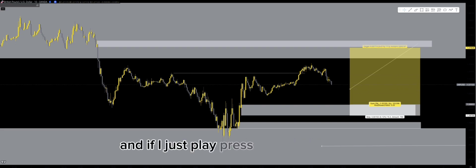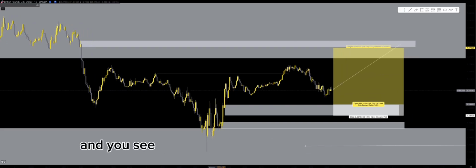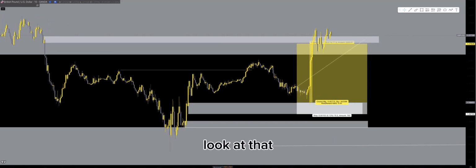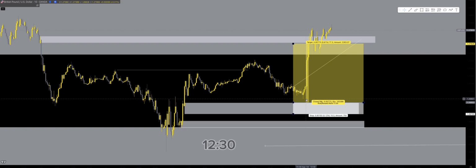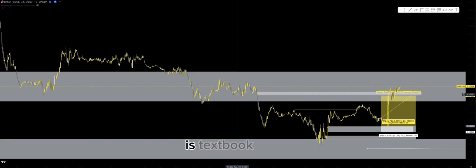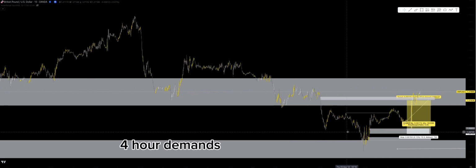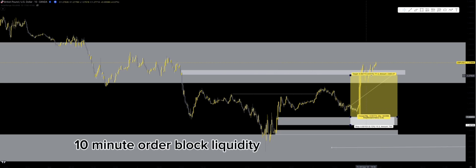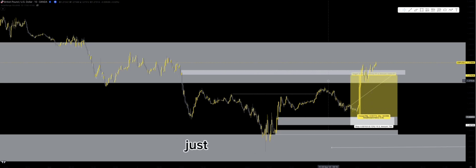And if I just play price action right now, you see the instant rejection and the sniper entry. Look at that. When does it tap in? 12:30 sharp. In and we're out. Do you understand? It's textbook again. 4-hour demand zone, 1 hour rejection, 10-minute order block, liquidity. In and out of the markets just like that, man.